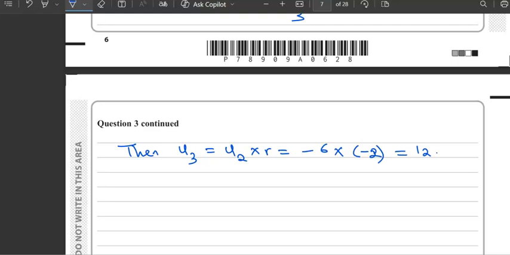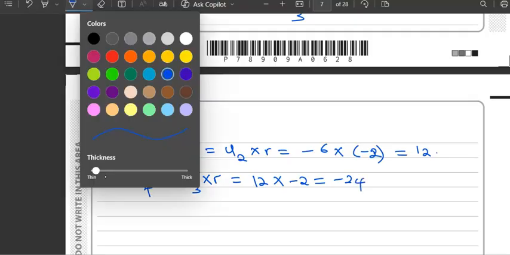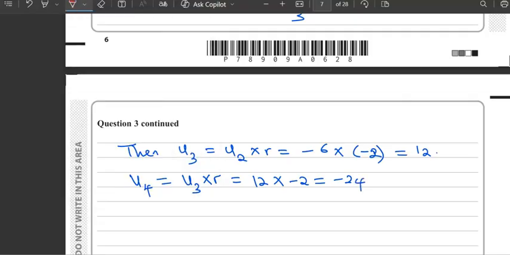On the same note, for us to get the fourth term, u4 is given as the third term, u3, multiplied by the common ratio. When we substitute, the third term is 12, times the common ratio, negative 2, and this gives you negative 24. So this negative 24 as the fourth term matches the given value.